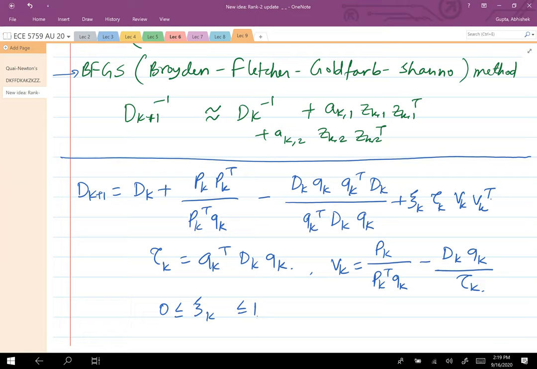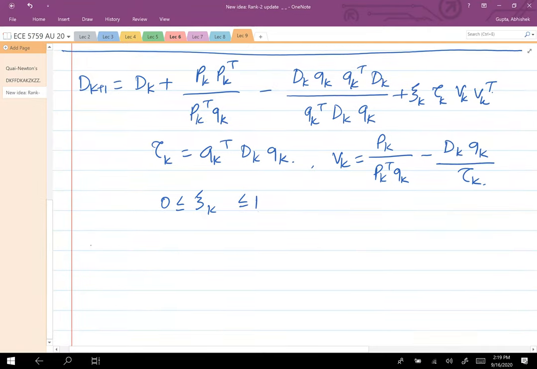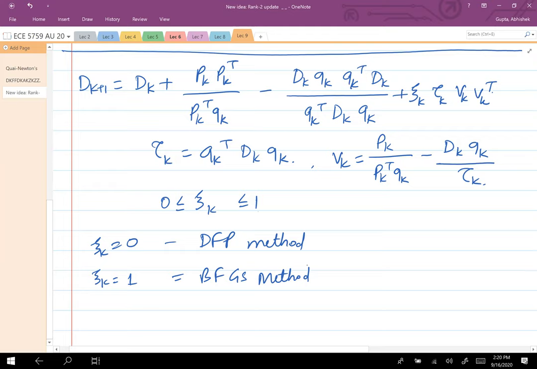And these are not the only two quasi-Newton methods. There are others. If you go to the Wikipedia page, you will find many other methods, but we won't be studying other methods. Now, one thing I want to comment on here. When you take CK equal to zero, this is the DFP method. And when you take CK equal to 1, this is the BFGS method. And typically, if you want to get a hybrid of the two methods, you can take a value of CK between 0 and 1.